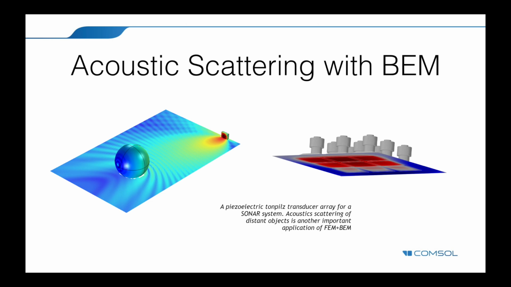Here you can see the reflection from an obstacle, that's a sphere, very far distant from our transducer, and between the obstacle, between the sphere and the transducer, there is no mesh. So the boundary element method has a very big impact on these kinds of simulations.